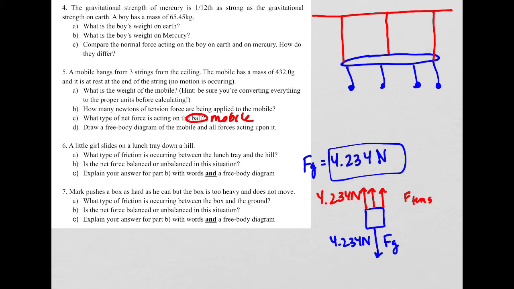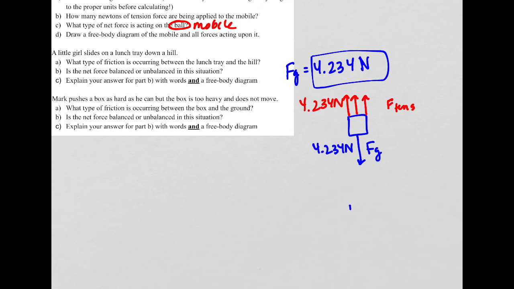So anyway, what type of net force is acting on the mobile? Well, there are no other forces acting. I actually just drew the free body diagram right here. This is the free body diagram. Or if you wanted to draw this as one arrow, Fg of 4.234 newtons, and then draw your tension force the same, that would have been correct.